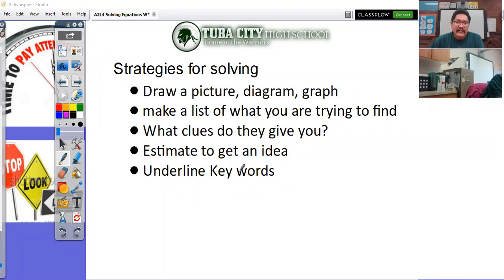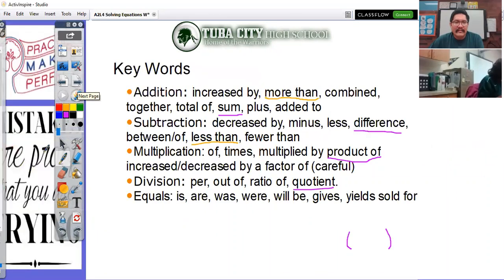And lastly, this is a strategy I don't usually like, but it works plenty of times, especially with high school level word problems. Underline keywords. So I'm going to go ahead and tell you some of these keywords. So you might want to take a screenshot of some of these. I already have some of them underlined. Those underlined ones are a little bit more important because they're trickier. They are different.